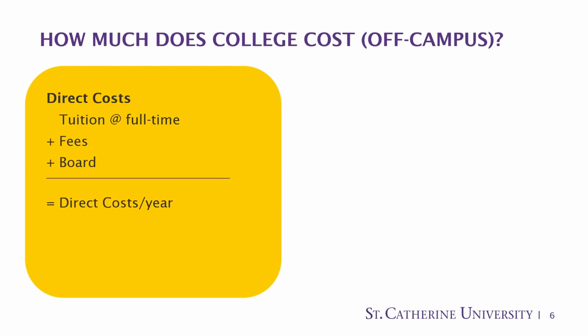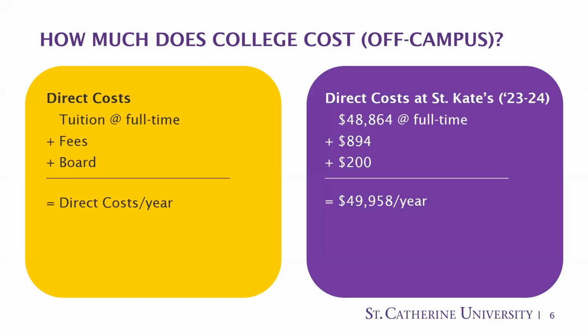Next, let's take a look at a student who lives off campus, either with their parents or independently. Here, the direct cost is made up of tuition, fees, and board. Like I mentioned earlier, all students who choose to live off campus will still have to enroll in our commuter meal plan, which is $100 per semester or $200 a year. This meal plan is mandatory for commuter students. For a student living off campus in 23-24, their direct cost was $49,958.